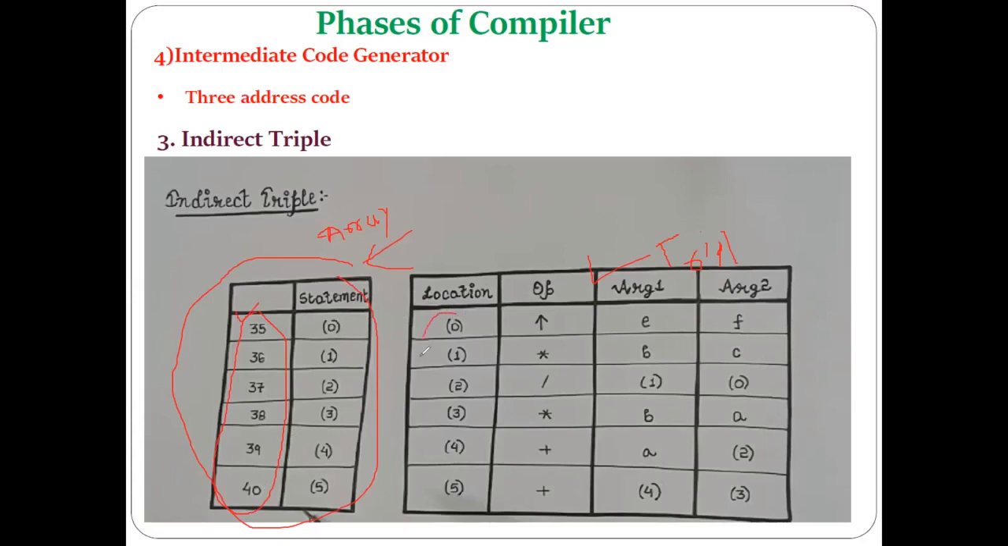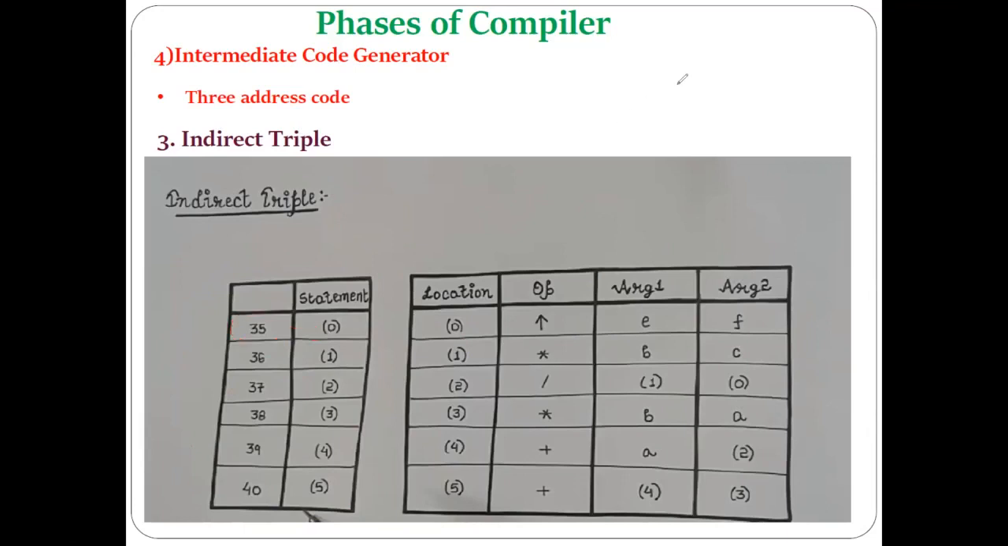Understood? And these are the position numbers. We refer to these position numbers by these different pointers. So instead of referring to the position number, we are pointing to that position number by different pointers, and that is maintained in this particular array list. This is nothing but the indirect triple representation. So if the pointer is 35, position number 0 will be referred to directly, and from that the particular processing result will be referred to while machine code generation takes place.